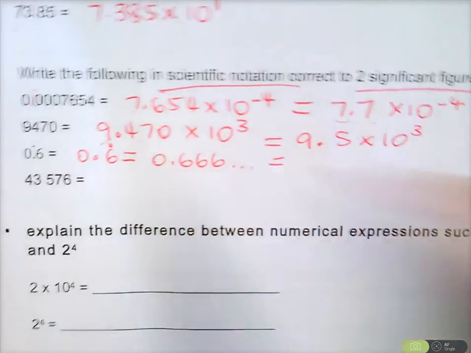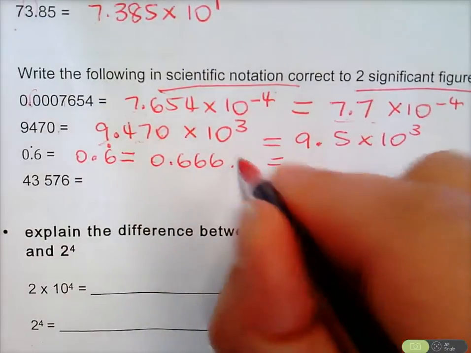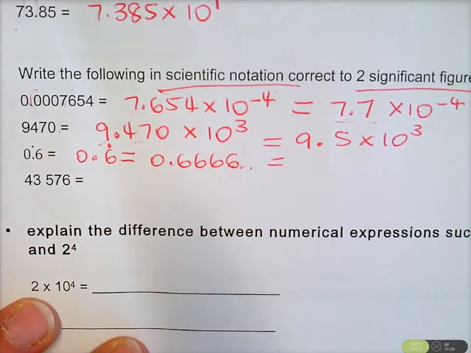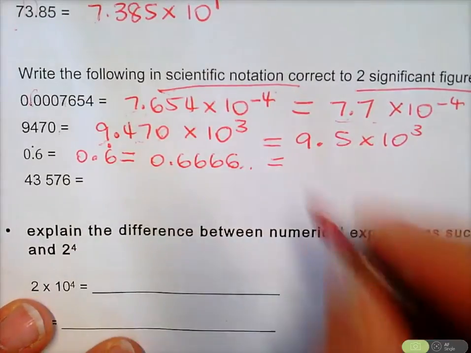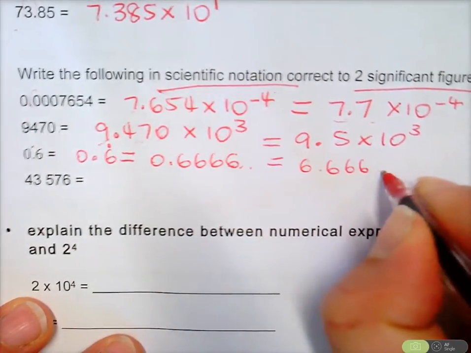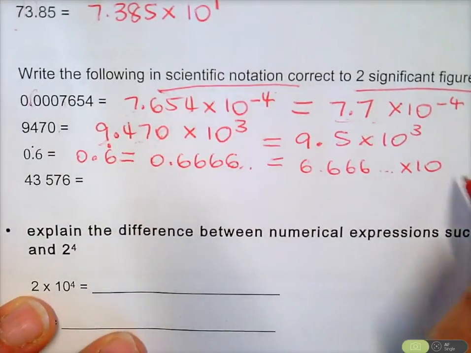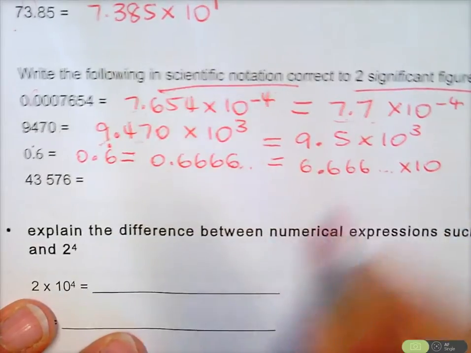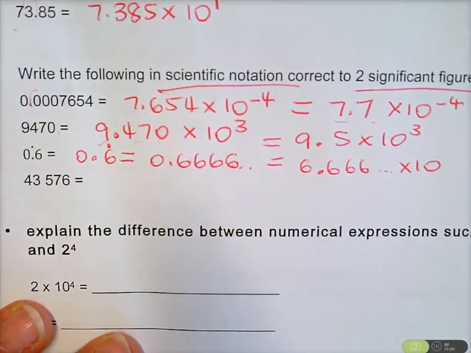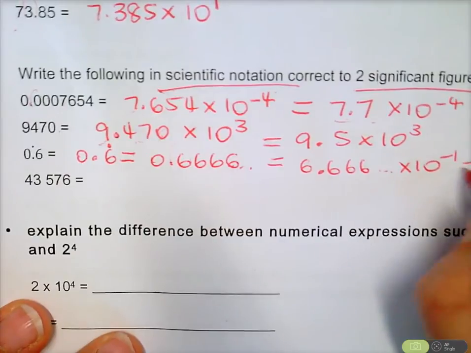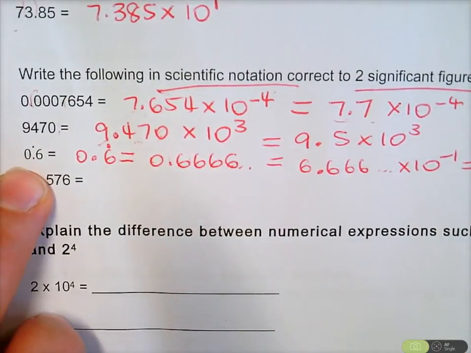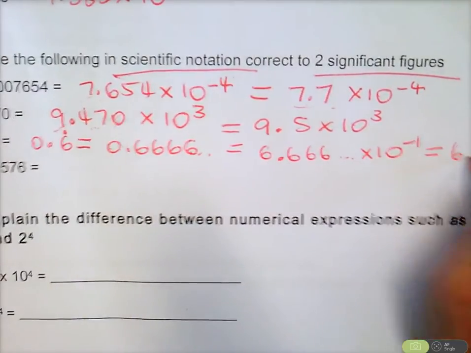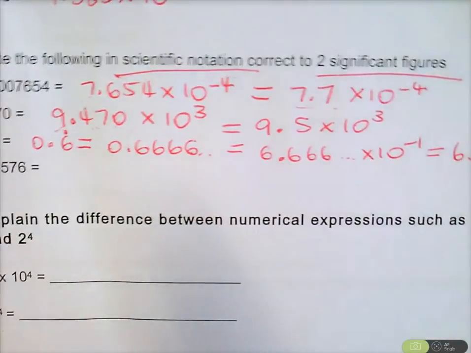0.666, etc. Can you write that in scientific notation? I'll put the 4th 6 there. We don't want 3 6s. Right, go. What is it? Scientific notation. 6.666, etc. times 10 to the what? At the moment, I haven't rounded yet. I just want to write it in scientific notation. Is it a positive or a negative one? Because the first number was a decimal less than 1. Now I want 2 significant figures, which is 6.7 times 10 to the negative 1.